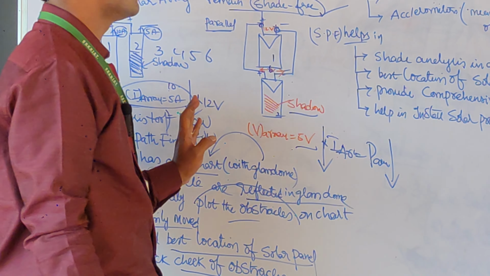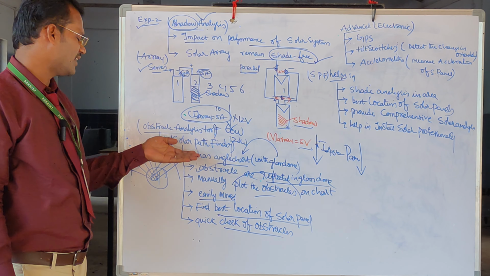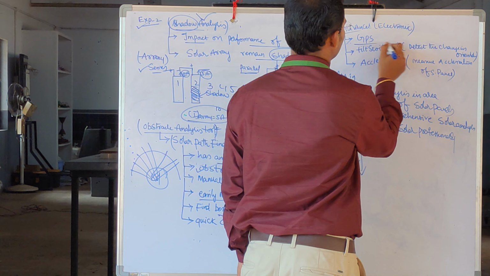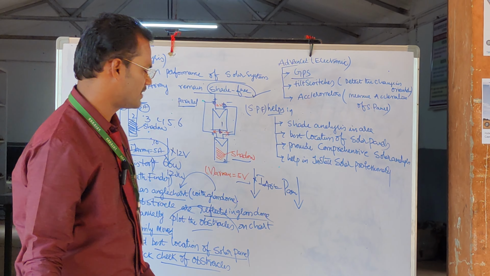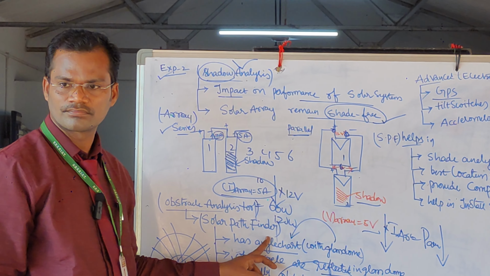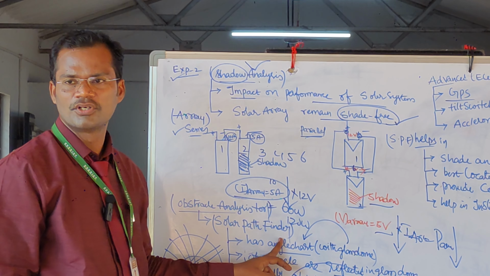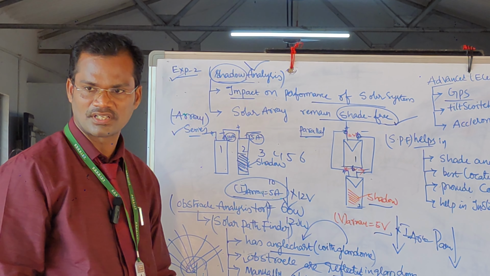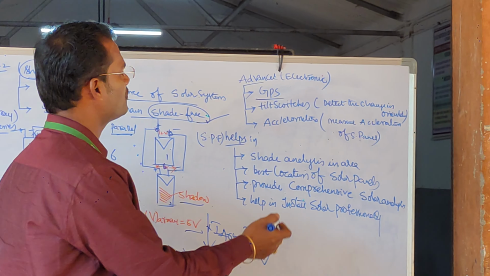Next, what are the advantages? I mean, what are the latest technologies in solar path finder? The first one is GPS. Already on your mobile phones also you can download this app, solar path finder. In your mobile phone you can download the solar path finder app, and it will perform all these calculations and give the result. Okay, the latest one you can use is GPS.